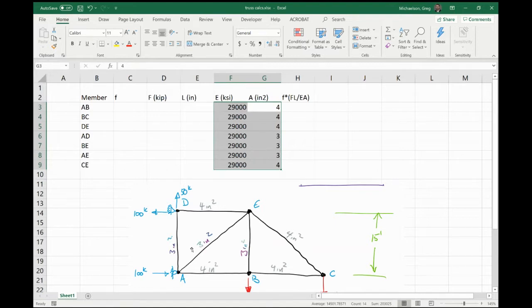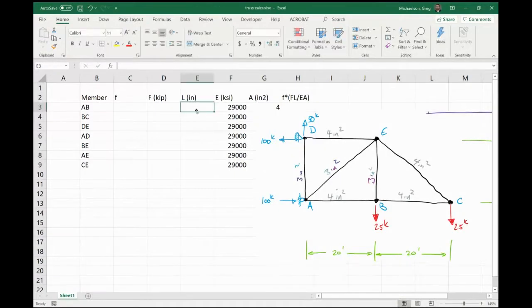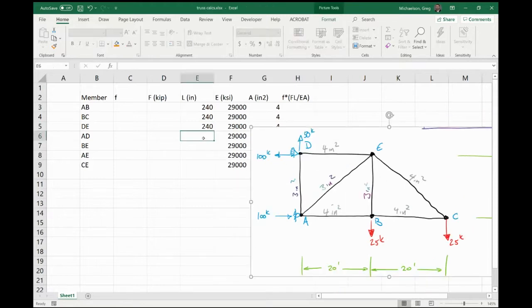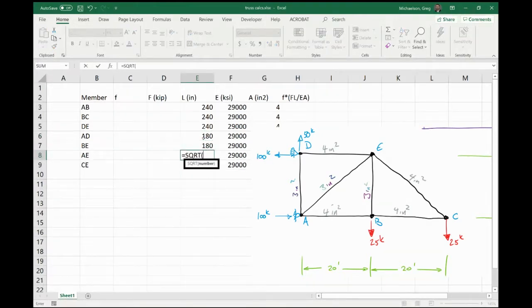Okay, now what about the lengths? This is probably something that's very easy to mess up on. So the 3 horizontals, the AB, the BC, and the DE, those are 20 feet long, but this has got to be in inches, so 20 times 12. The verticals are 15 feet long, but that needs to be in inches, so 15 times 12. The diagonals, we can take the square root of 20 squared plus 15 squared, but again, it's got to be multiplied by 12 in inches.